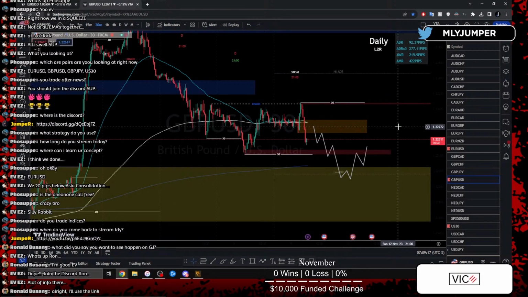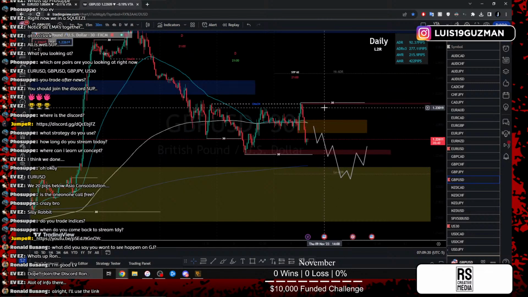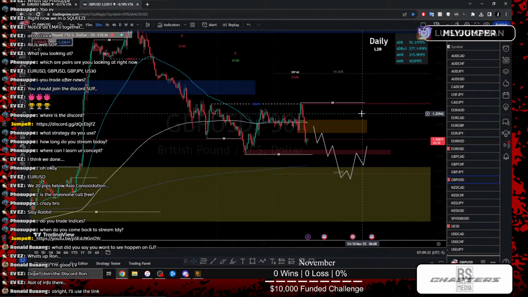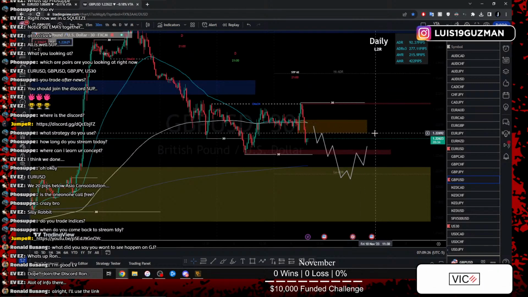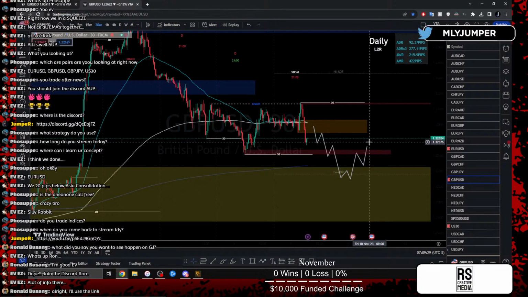Let's just make sure we don't overlook that, right? GJ and GU both move together overall. So whenever they decide they want to start moving, that's when they're going to start moving.